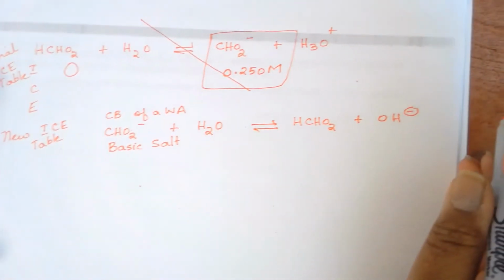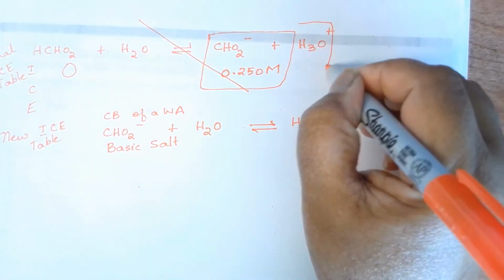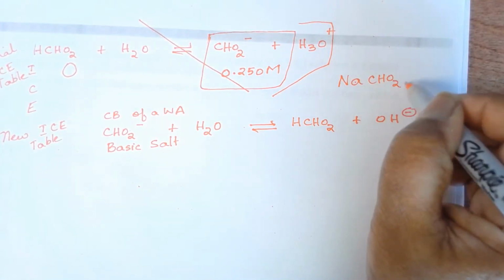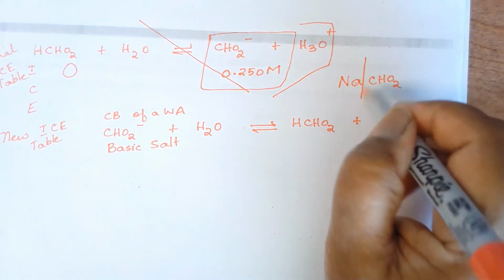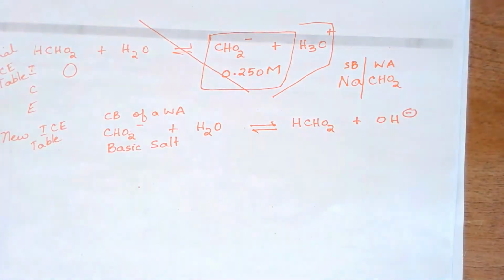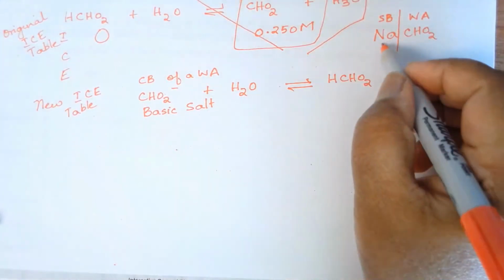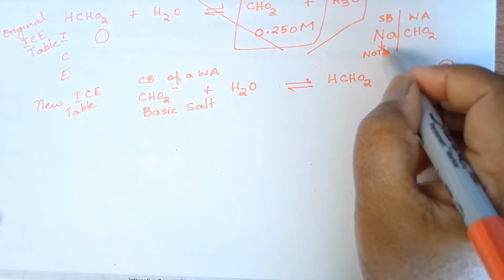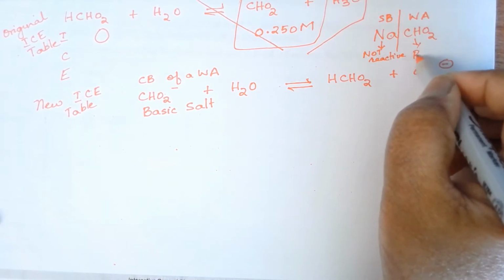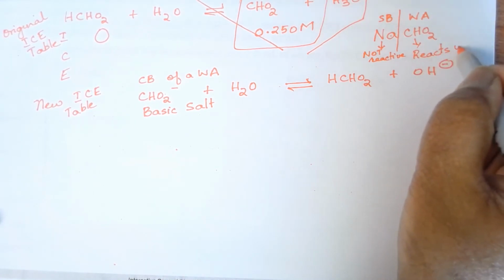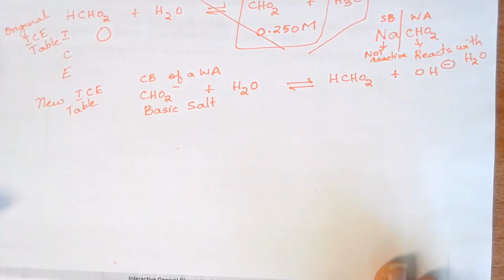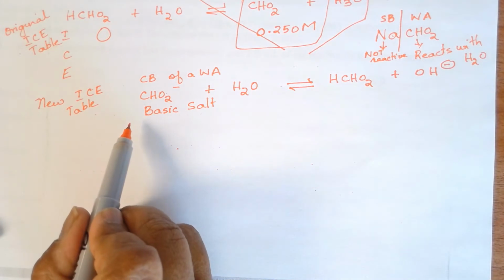Remember our analysis of the salt. I'm going to write it on the side. NaCHO2. This is coming from a strong base. This is coming from a weak acid. Remember that? This will not react. But this will react with water. So that's what we are seeing here as this equation.